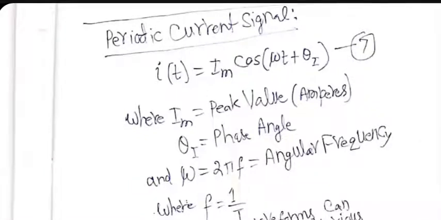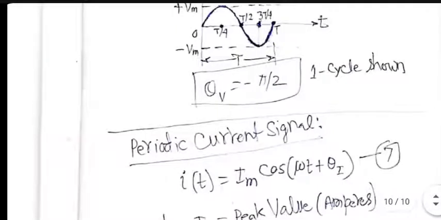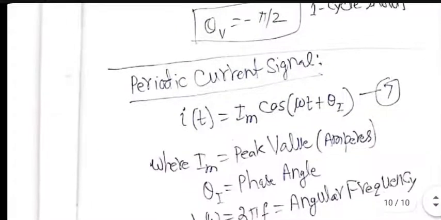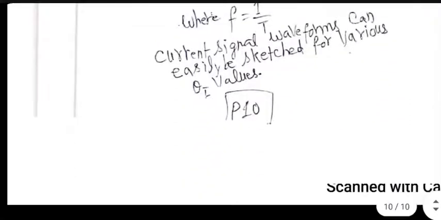Periodic signal for current also can be written in a similar manner. We use capital I with a suffix m for peak value and theta I as the phase angle instead of theta v that we were using for voltages. Peak values are Im and Vm. Phase angles are theta I and theta v. F is 1 upon T. It's all well known to you. Okay, so I think this is fine.